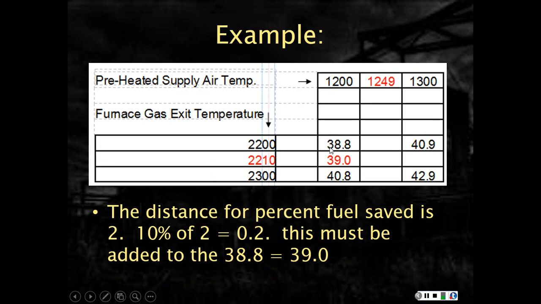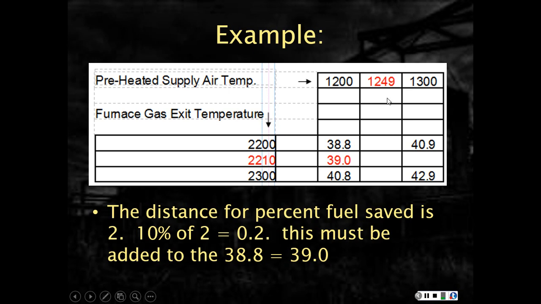So in this case, my total distance of fuel saved is 38.8 to 40.8. So that total distance is a distance of 2. I know I went 10% the distance here, so that means I went 10% this distance. So 10% of a total distance of 2 is 0.2. So I have to take that 0.2, add it on to my starting point. That means at 2210, my fuel saved is 39. Now that's at a preheat supply temp of only 1200.